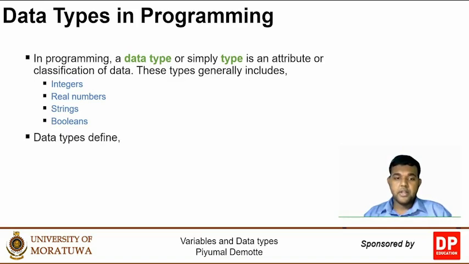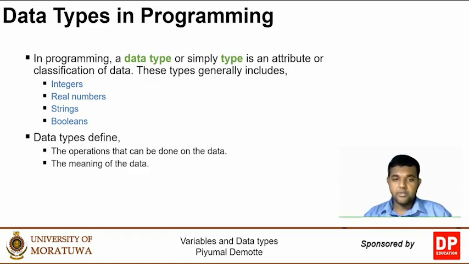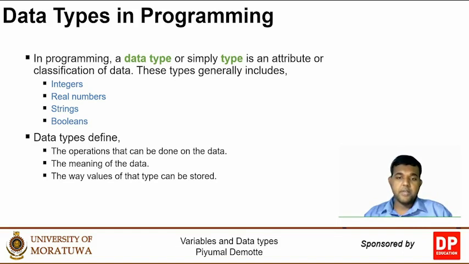This data type defines the operations that can be done on the data. As an example, adding two integers versus adding or concatenating two strings. Also, data types define the meaning of the data. As an example, your age would be an integer. Furthermore, data types specify the way values of that type can be stored. This means most of the time how many bytes should be utilized to store an integer or a floating point number.